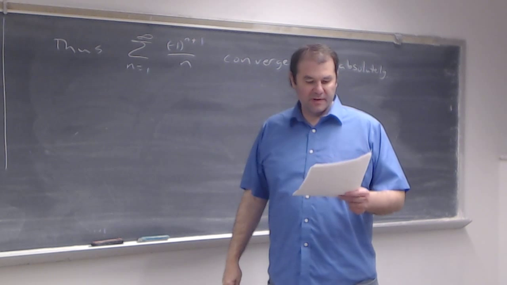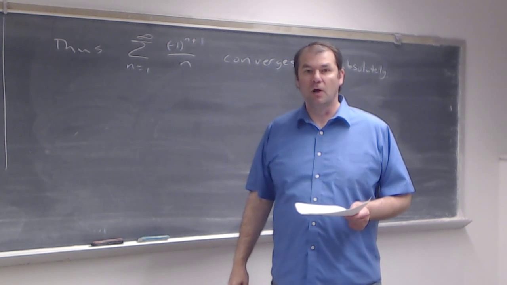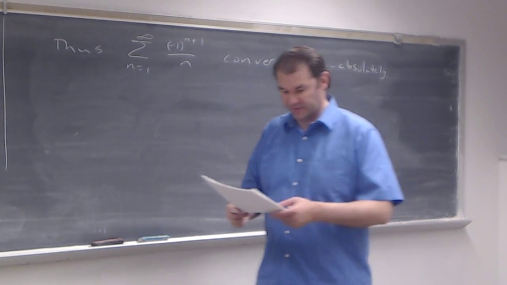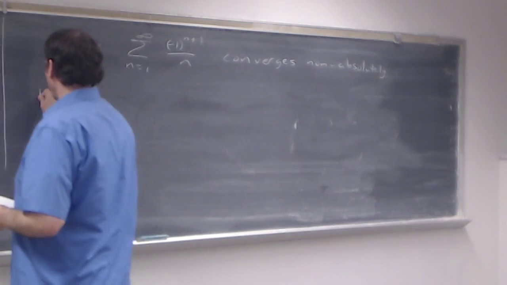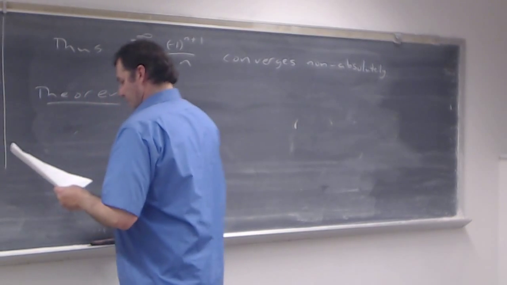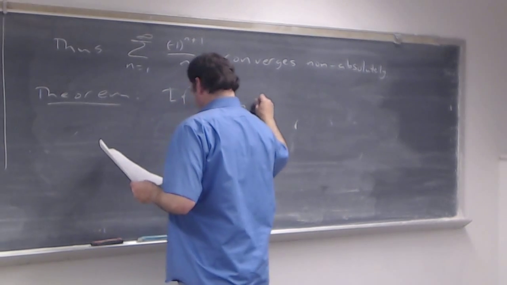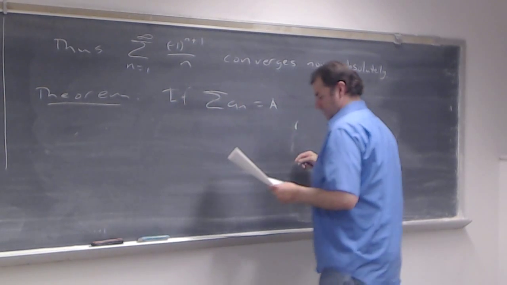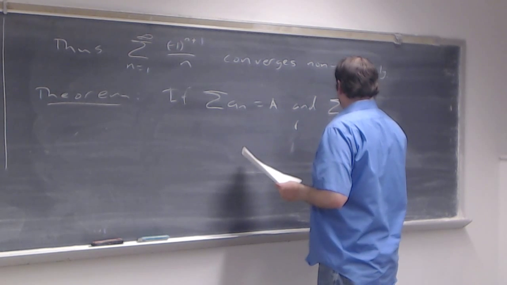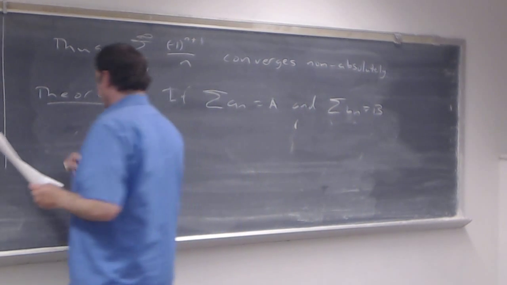Okay. The next thing we're going to do is talk about the addition of two convergent series, and how that converges. And it'll be a short, easy to prove theorem. And here's what we have. We have if the sum of a sub n equals A, so it converges to A, and the sum of the b sub n equals B. So that's a series that converges to B.